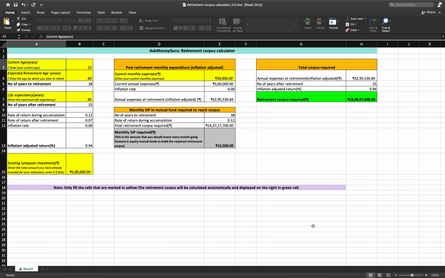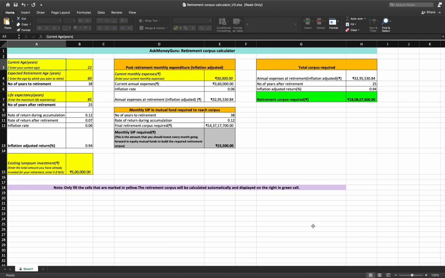Hi friends, today I wanted to show a quick overview of how to use the Ask Money Guru Retirement Corpus Calculator. So first and foremost, what is the purpose of this calculator and what can it help you to understand?